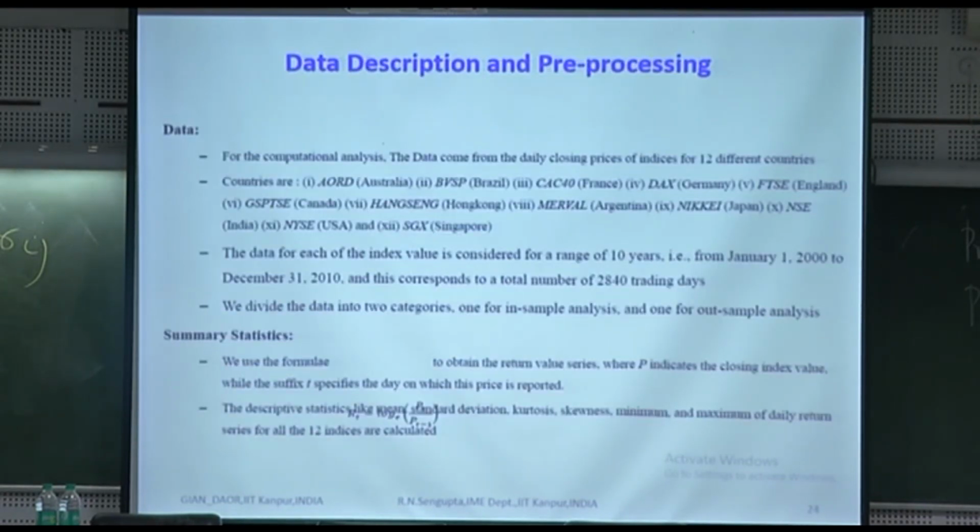Here I take different stocks. I take the Australian one, Brazilian one, French, German, English, which is the Financial Times, Canadian one, Hang Seng, then Argentina, Nikkei, then NSE. I don't take the BSE, and the Singapore one. I take 10 years of data with 2840 data points. Again I do the same thing, find out the nominal values, shifting windows.